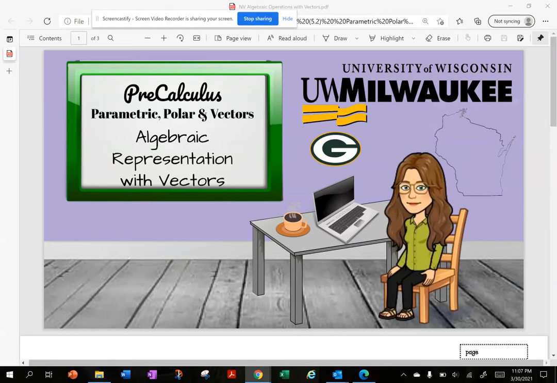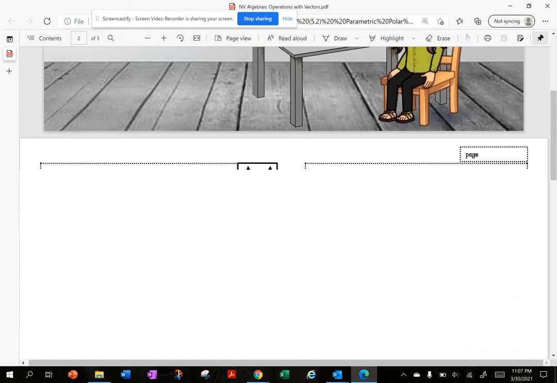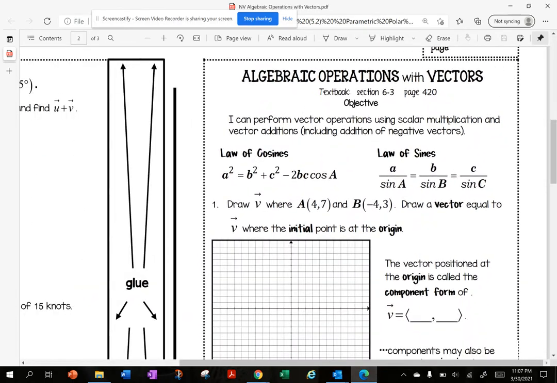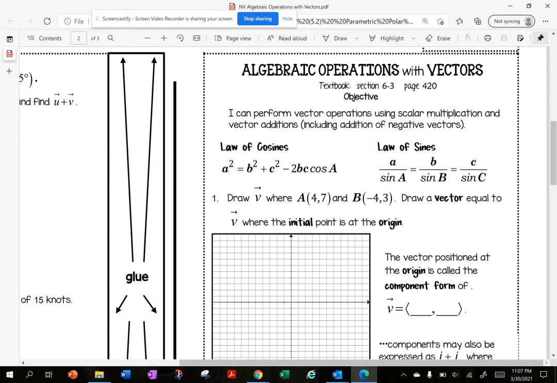Today's lesson is algebraic representation with vectors. My learning objective is I can perform vector operations using scalar multiplication and vector additions, including the addition of negative vectors. We'll be using the law of sines and law of cosines, so I have the formulas on here for some reference too.